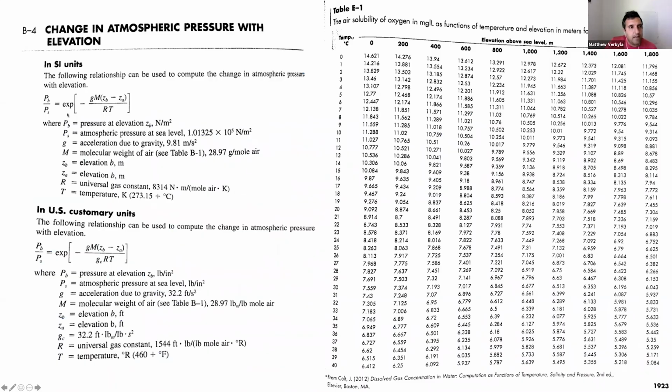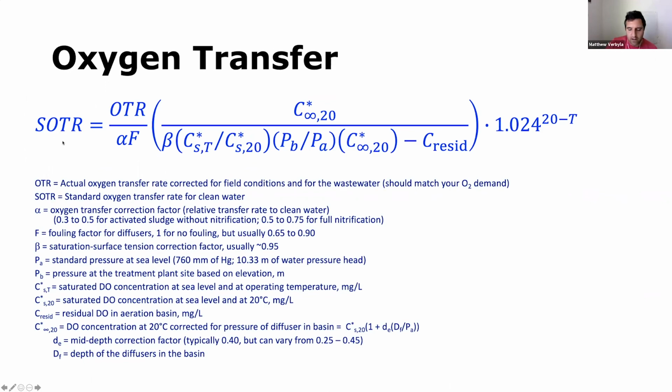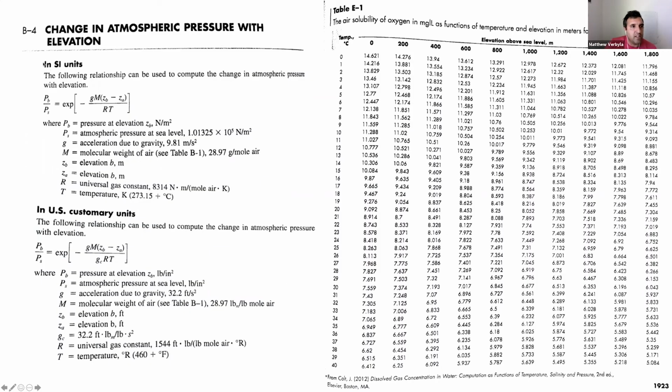All right, here's a table and some equations that are going to be useful for performing these calculations of the standard oxygen transfer rate. And you can see here, we've got the calculation in SI units and US customary units. So this is the change in atmospheric pressure with respect to elevation. This is to find that P sub B and that P sub A, which here is written as P sub S, but it's the same thing, atmospheric pressure at sea level. So we can calculate the pressure at elevation Z, whatever your elevation is, with respect to the atmospheric pressure at sea level using these equations.